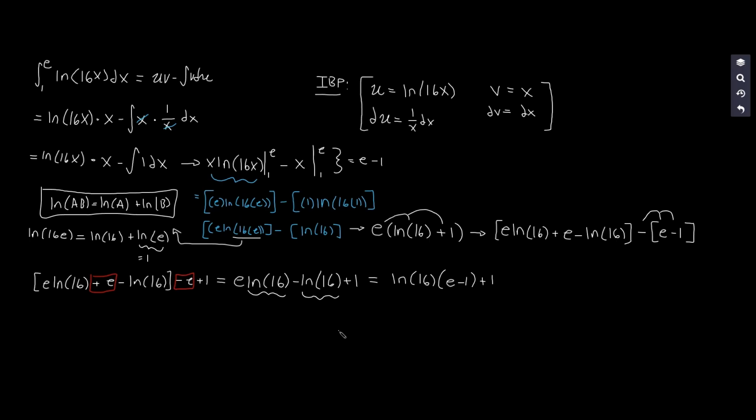So in full, it's going to be the definite integral from 1 to e of the natural logarithm of 16x, integration with respect to x, and that equals e minus 1 times the natural logarithm of 16 plus 1. And that will be our final answer for that.